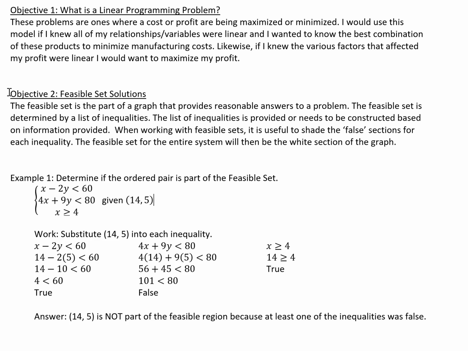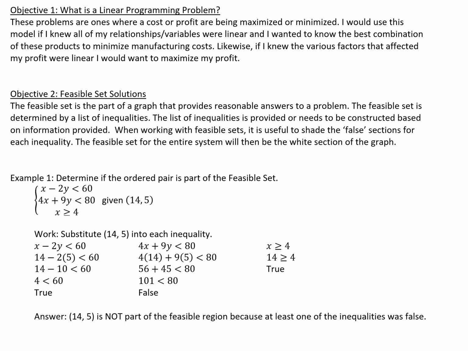When working with feasible sets, it is useful to shade the false sections for each inequality, and the feasible set for the entire system will then be the white section of the graph. In this particular example, I'm not going to go into the graphing. Instead, I'm going to go into how to check if an ordered pair is actually a solution to a feasible set. Now, checking to see if an ordered pair is a solution to a feasible set is actually the same as checking to see if an ordered pair is a solution to a set of inequalities.